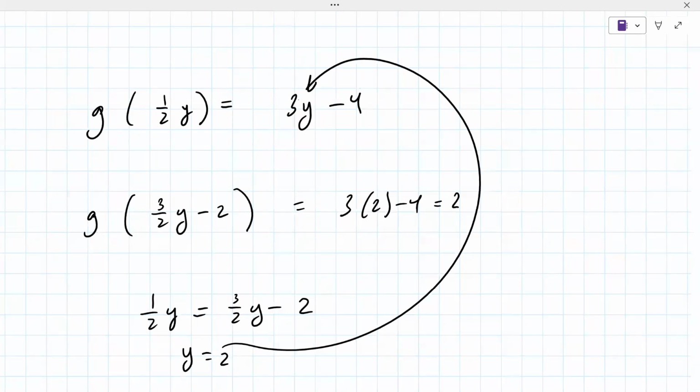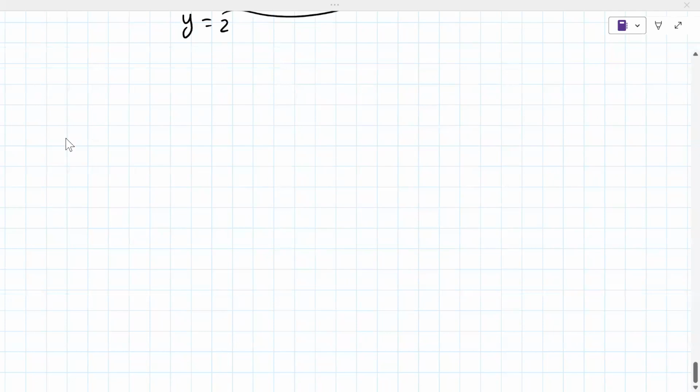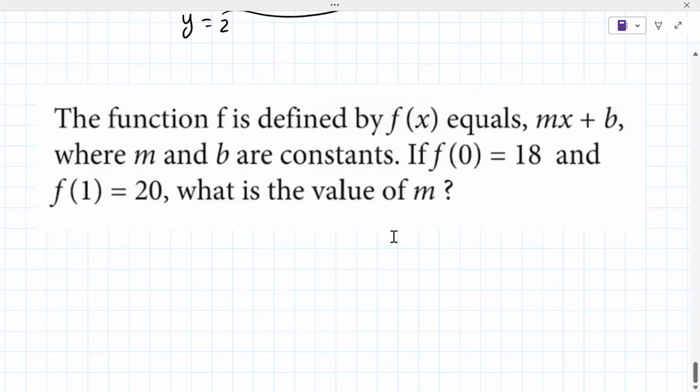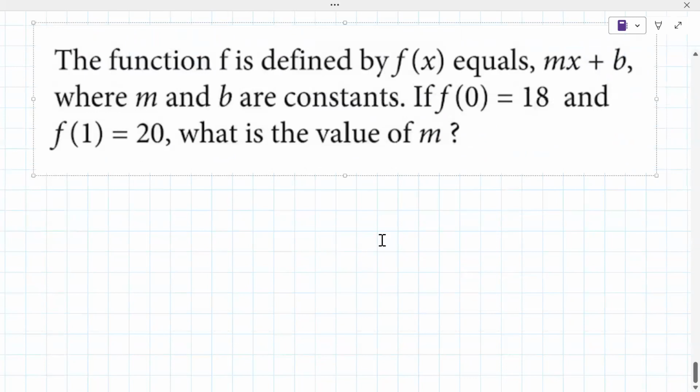Let's try something else. I recommend next time we just do one of my classes, and I'm not sure doing all these problems has been helpful or not, but you can tell me what you think. This will be our last problem for today, most likely. The function f is defined by f of x equals mx plus b, where m and b are constants. If f of 0 equals 18 and f of 1 equals 20, what is the value of m?